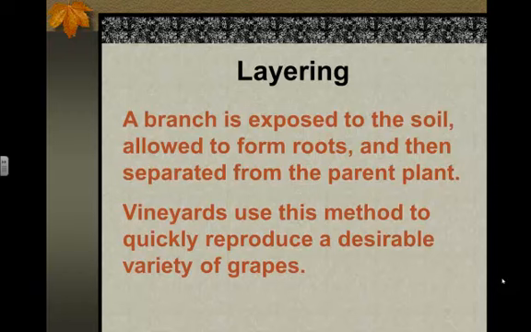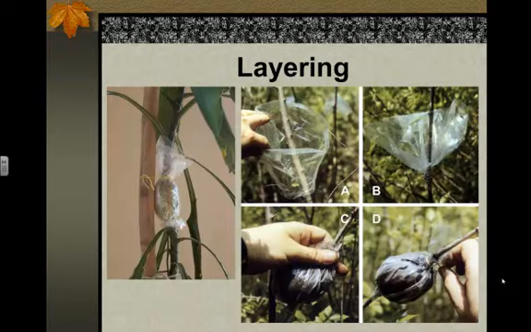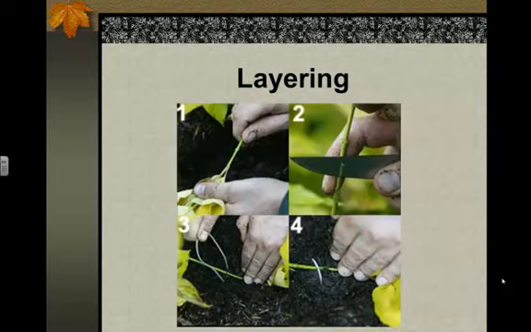Now vineyards use this method to quickly reproduce a desired variety of grapes because they're going to have the same genetic code. Here's some pictures showing you a way to layer where you can put soil by using a bag around a node, leave it there for a while, and eventually it will become roots. And then you can cut it.